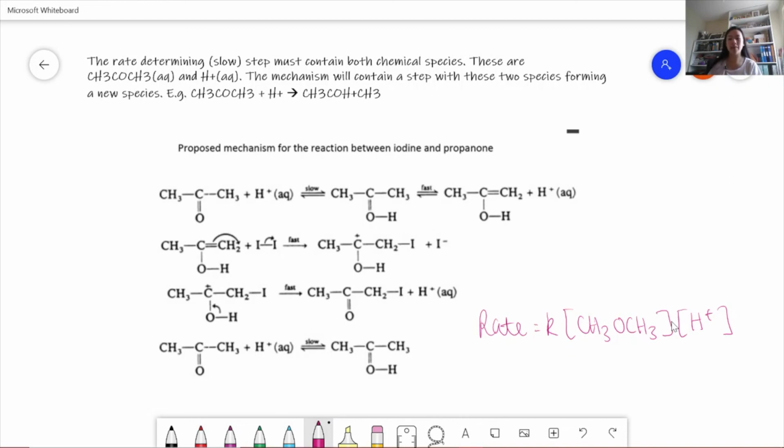So this is an example of a proposed mechanism for the reaction. We can see that there's a slow step of adding the H+ to the propanone because they're both included in the rate equation, so they both determine the rate. And then we've got fast steps until the end step where we have some more propanone being added, and so the last step is also slow.